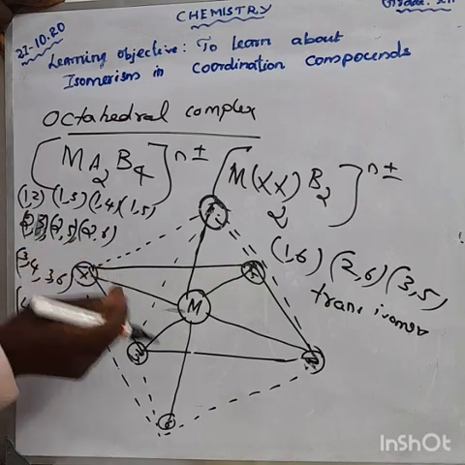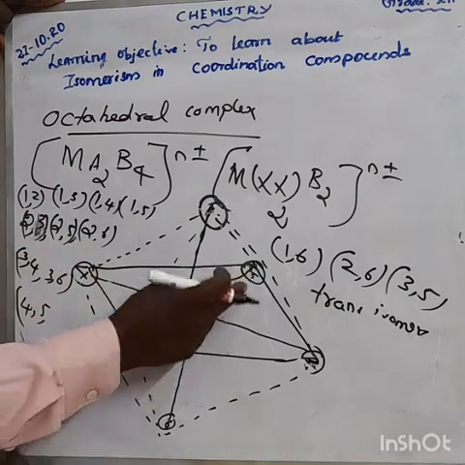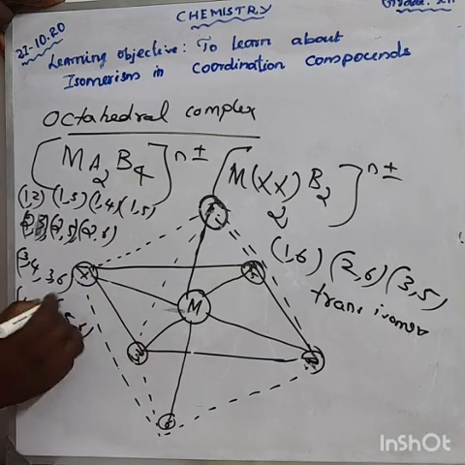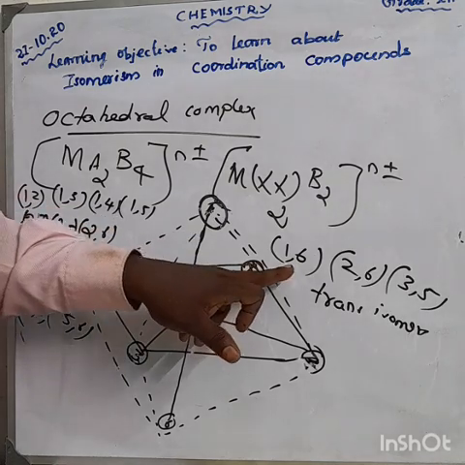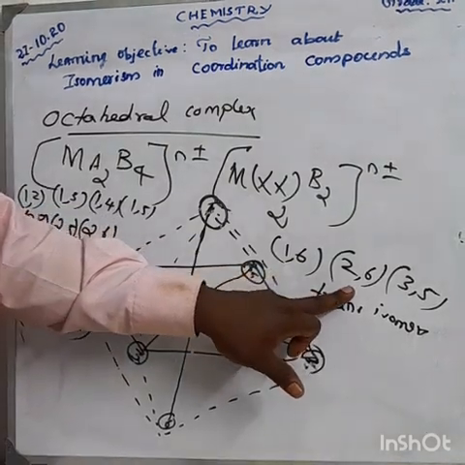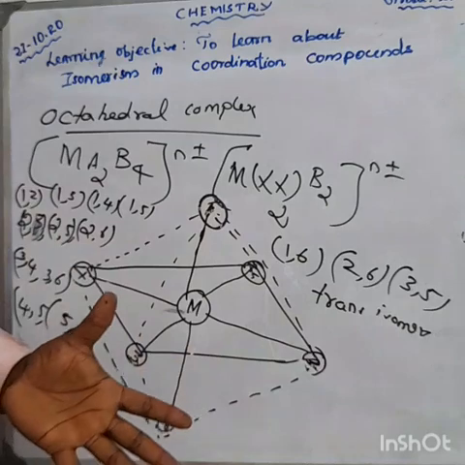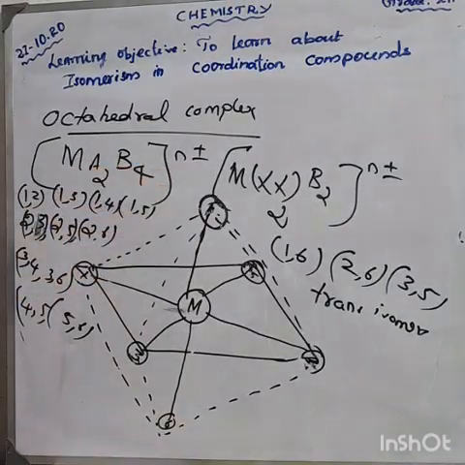Next one is 5 and 6, also cis isomer. These are all the cis isomers. Anyhow, don't forget that 1 and 6, 2 and 4, 3 and 5 are the trans isomers. The remaining are all cis isomers.